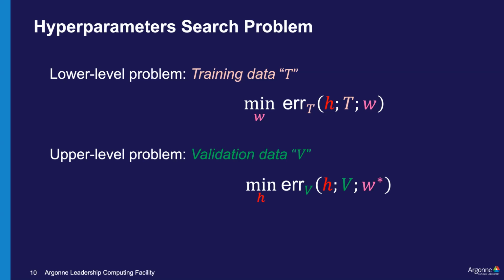So in this phase, we minimize the error on this validation data, and we look for different configurations of hyperparameters, H in red, and for each configuration of hyperparameters, we train the corresponding neural network with the best weights W star.